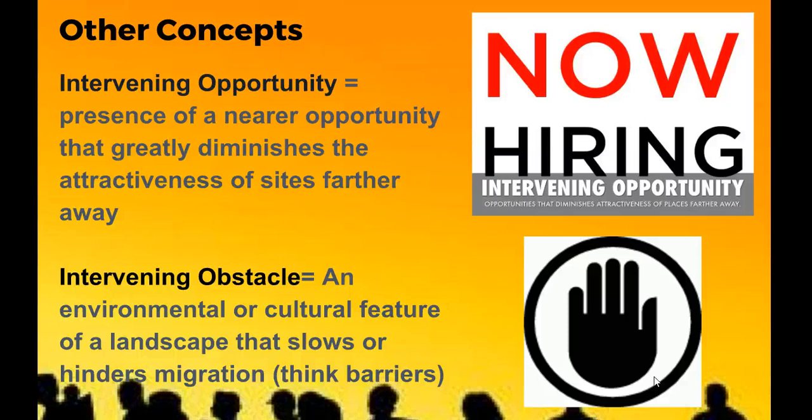Now, intervening obstacle. Through most of the time, intervening obstacles were physical features on the Earth's surface, rivers, oceans, mountain ranges. Today, a lot of intervening obstacles are going to be quotas or any kind of political barriers in a country. If a country is not very welcoming to migrants, that could be an intervening obstacle. If you're not allowed to leave your country because there's a war, that could also be an intervening obstacle as well.